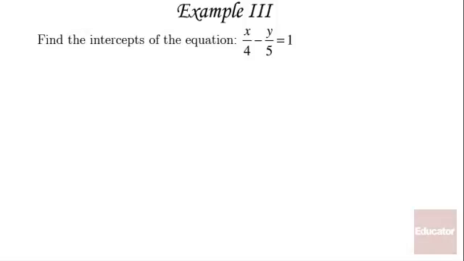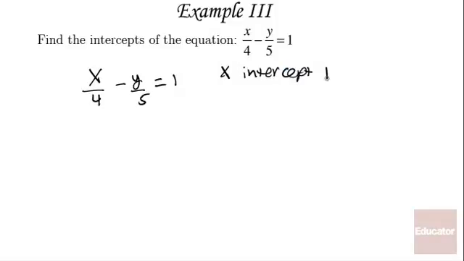Find the intercepts of the equation x over 4 minus y over 5 equals 1. Okay, rewriting this, x over 4 minus y over 5 equals 1. Remember that for the x-intercept, I'm going to let y equal 0. At the x-intercept, the value for y is going to be 0.